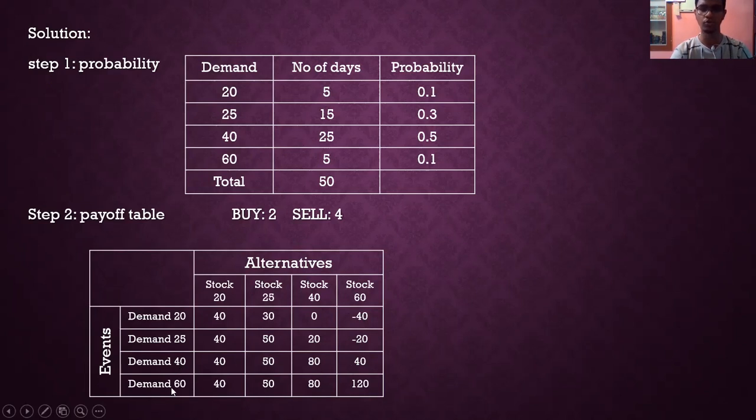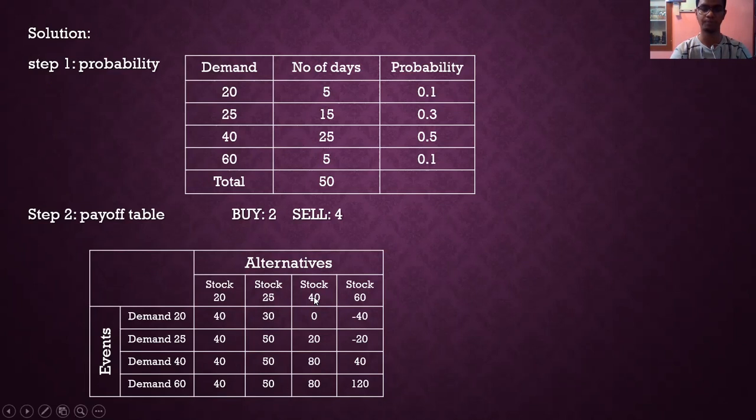Next we'll go to demand 60. In demand 60, in the first column the stock is 20. So we can only meet the stock of 20. The rest of the demand we have to ignore. So 20 will be sold, and 20 into 2 will give us 40. Next we have a stock of 25 and more demand. So we can only sell 25, and the rest we have to just ignore. So 25 into 2 will give us 50. This 50 we have to write.